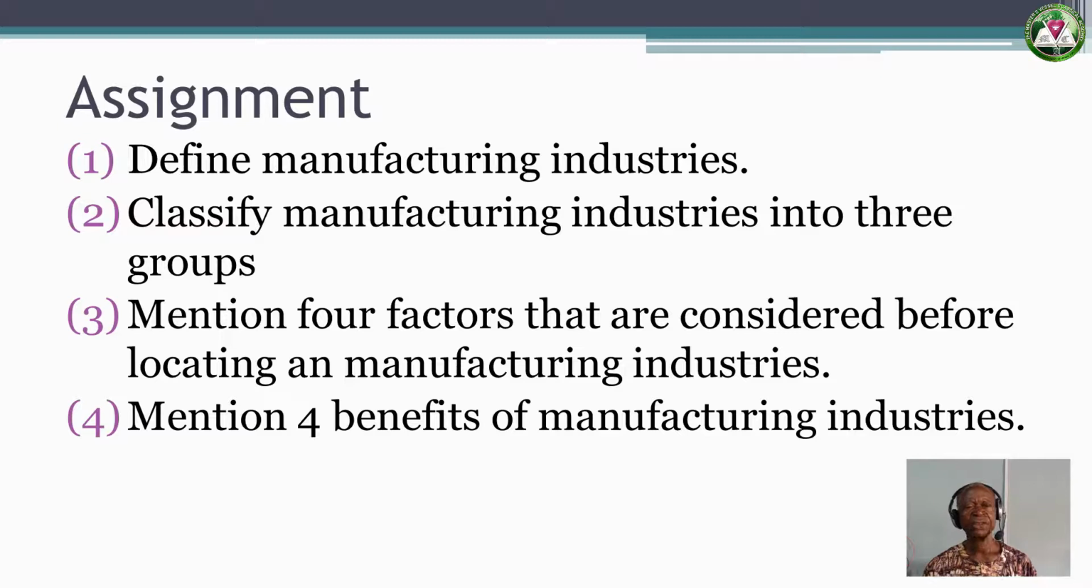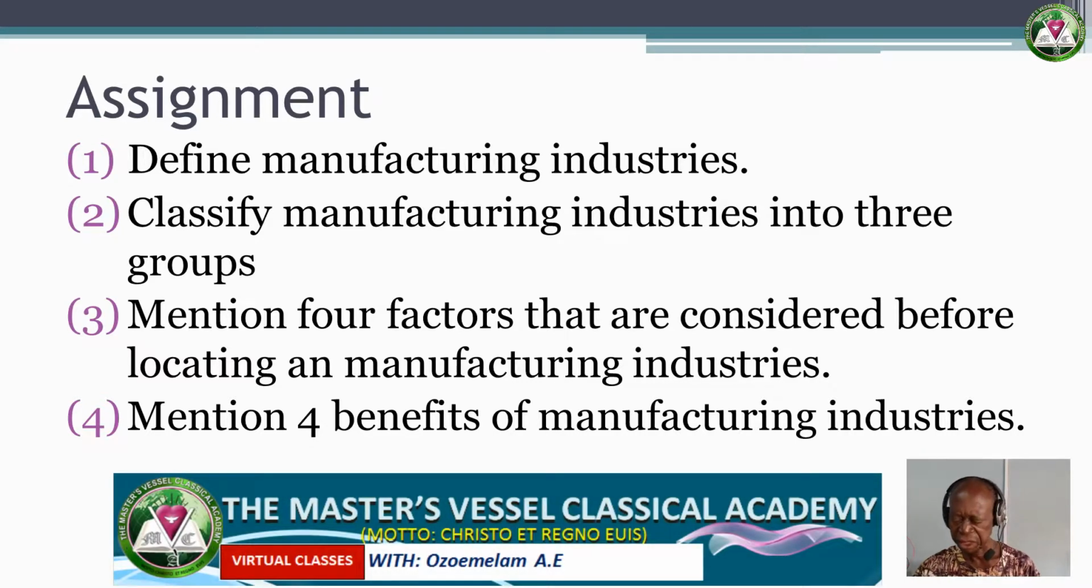1. Define manufacturing industries. Question number 2. Classify manufacturing industries into 3 groups. 3. Mention 4 factors that are considered before locating a manufacturing industry. Number 4. Mention 4 benefits of manufacturing industries.